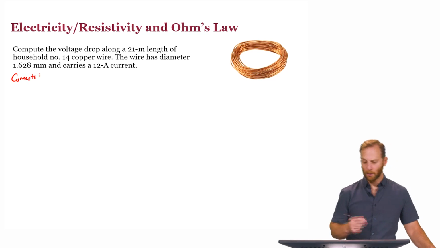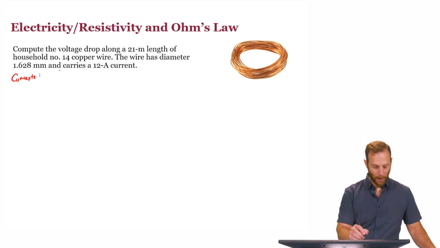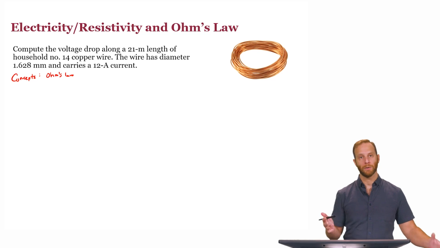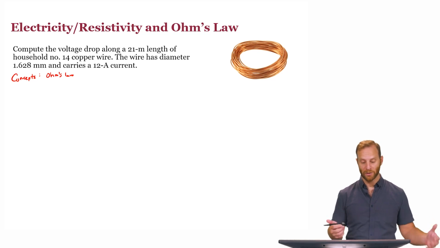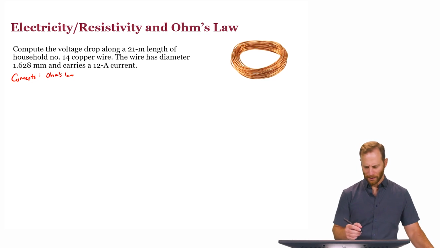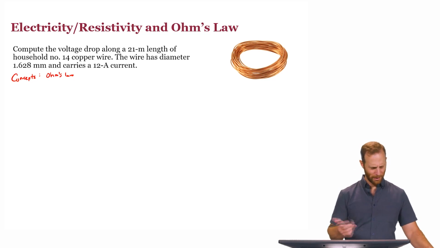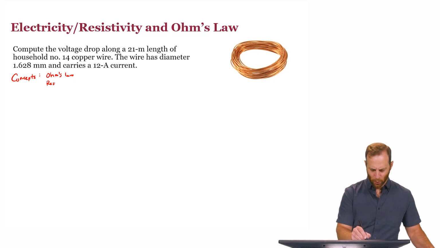The concepts involved here, we probably are going to have to use Ohm's law. Ohm's law relates the drop in voltage across a wire with some current running through it and some resistance. Now, because they are not giving us resistance directly, but they are telling us about length and thickness, we are probably going to have to think about not only resistance, but also resistivity.